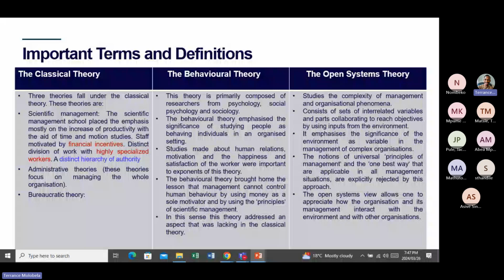Now, again, the theory also deals with administrative theories. These are theories that normally focus on managing the whole organization: administrative duties, your management of finance, staff, and so forth. So these are duties that we're looking at. Then bureaucratic theory falls under this.